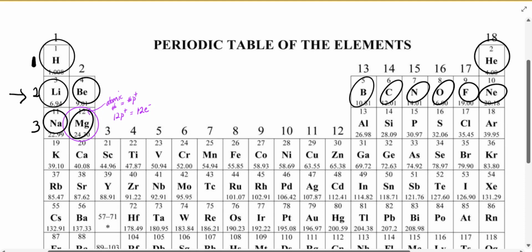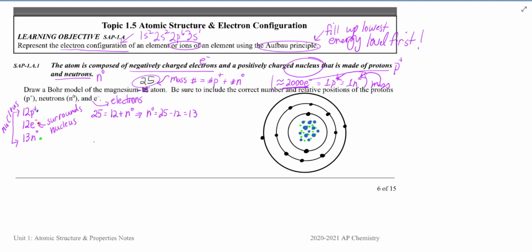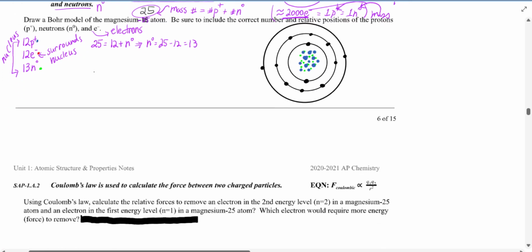All right, which is why we have 2 for the first energy level, we have 8 on our second energy level, and 2 on our third energy level. This would be the Bohr model for the magnesium 25 atom. All right, our nucleus, or most of our mass, is in the center. And by the way, this is not to scale.